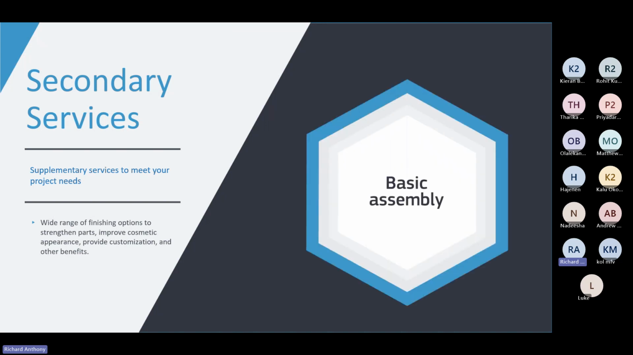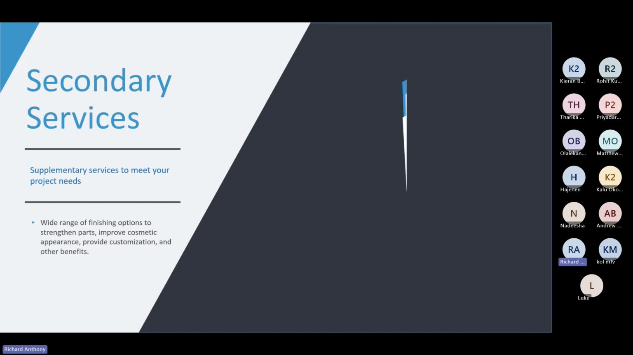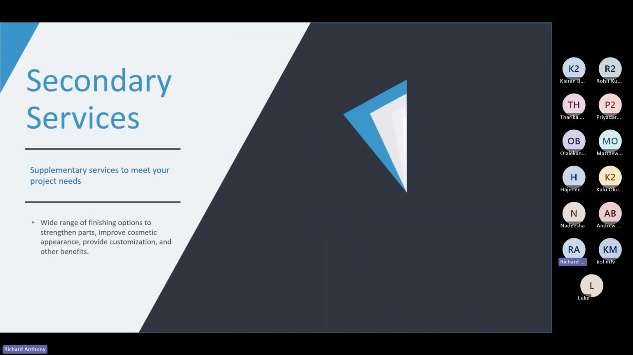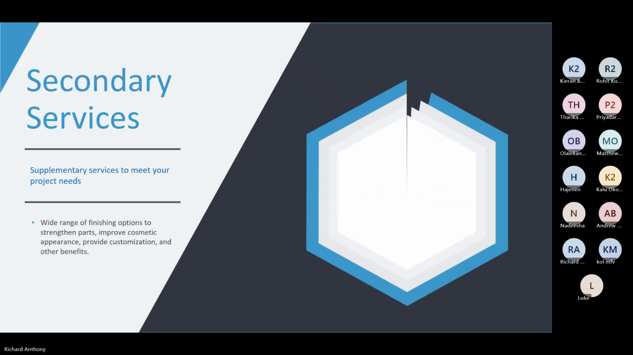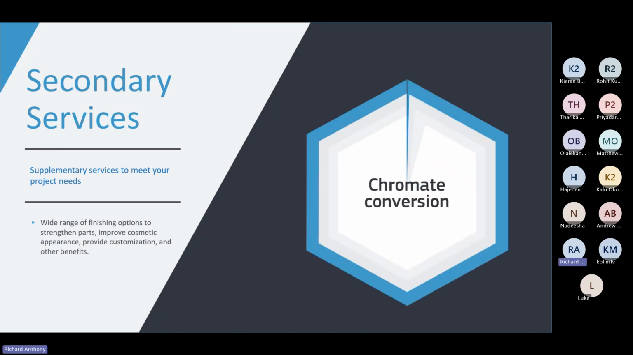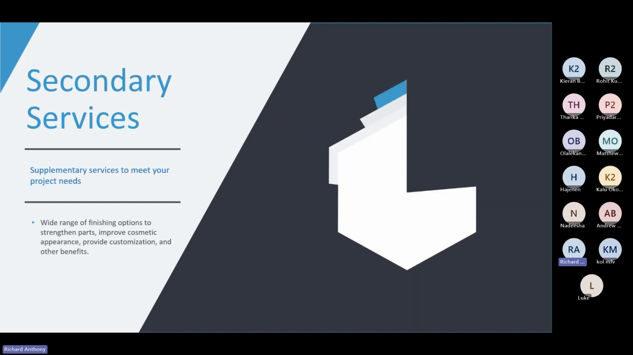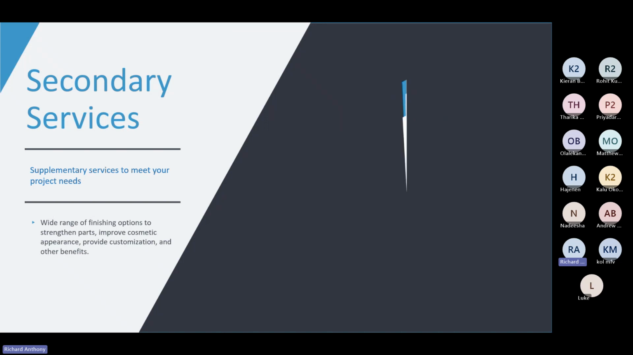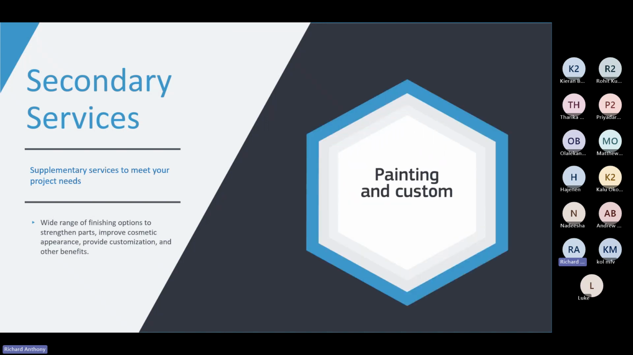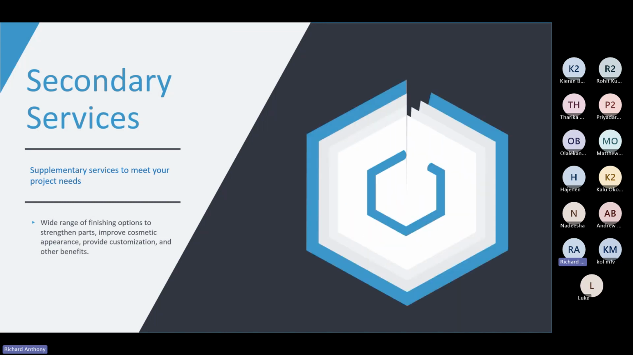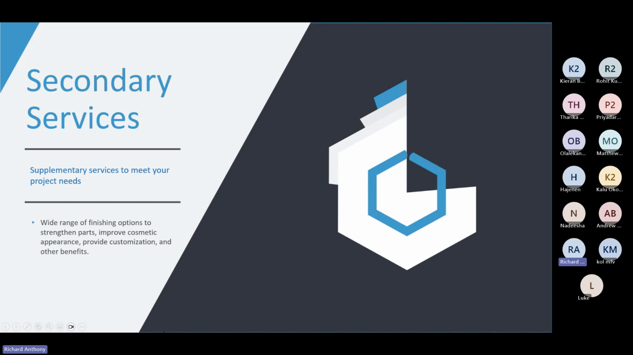We can offer that. Basic assembly, that's more for 3D printing if we've got an assembly of parts, or maybe a part is too large to print in one piece. Inspection documents, dimensional inspection, anodizing for metal parts. Chromate conversion, that's for metallic parts. Vapor smoothing, that's a surface finish for 3D printed parts, which smooths the surface finish. And then lots of painting and custom finishing, that's generally for 3D printed parts.